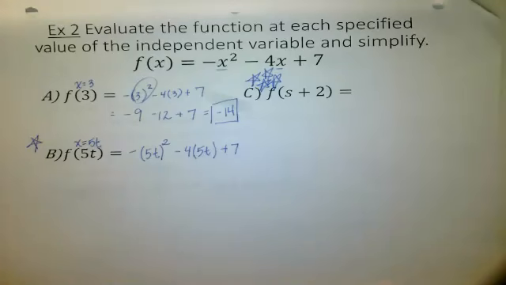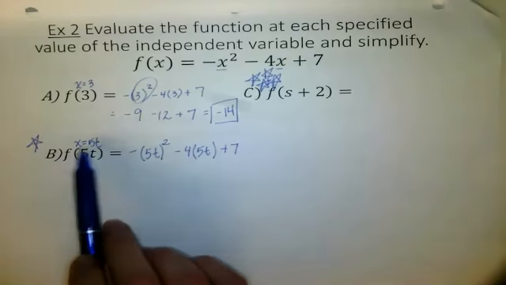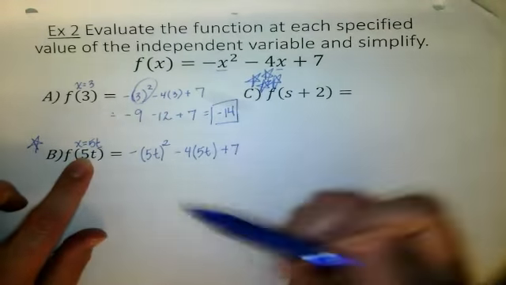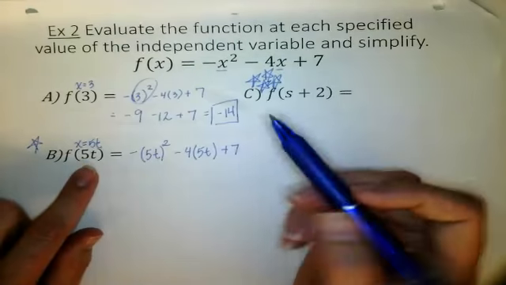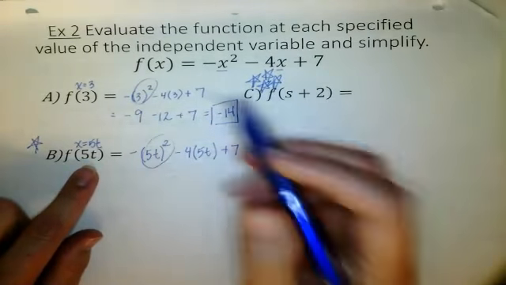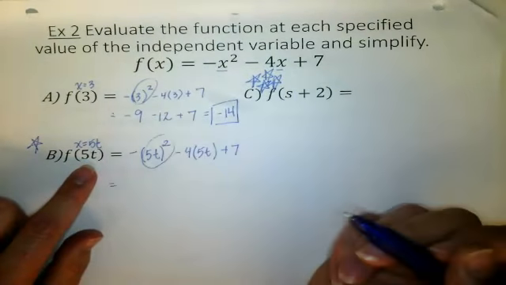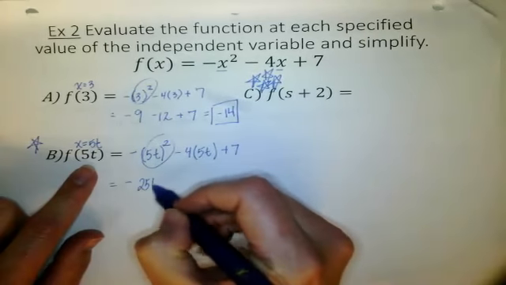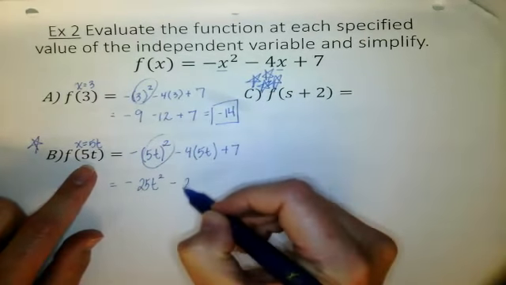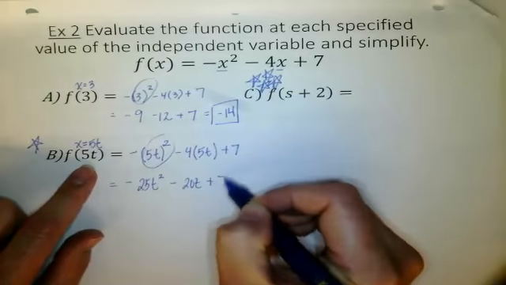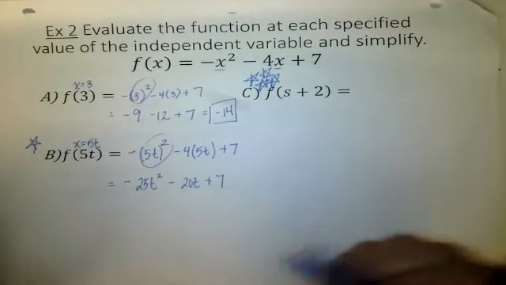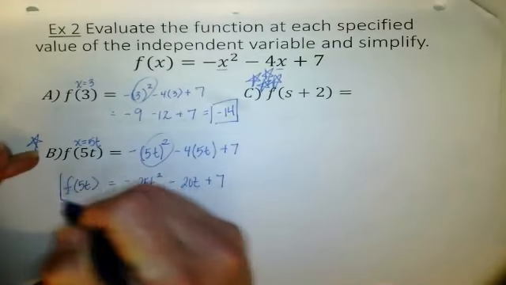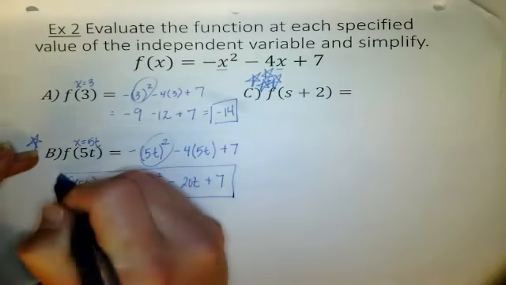Okay. All right, here we go. So yes, ladies and gentlemen, we're taking the x and replacing it with a 5t. So once again, what do we do first? Square it. What is 5t quantity squared? 25t squared with the negative, minus 20t plus 7. Can I combine any like terms? Nope. F of 5t is equal to all of that.